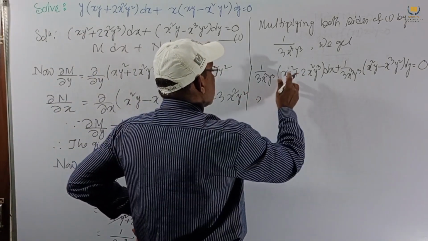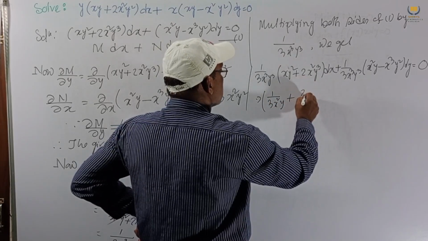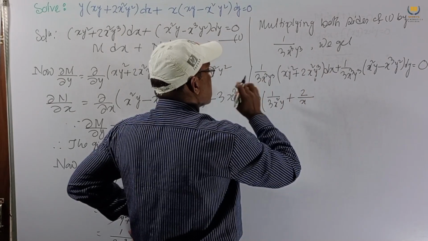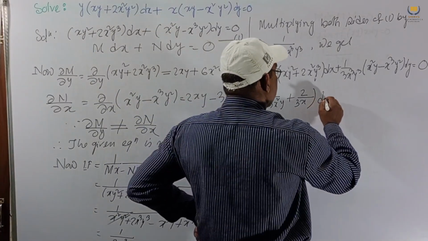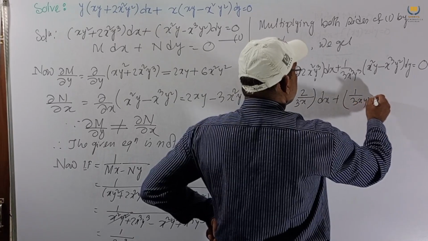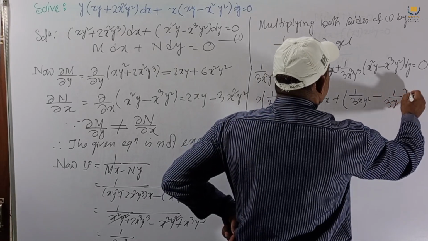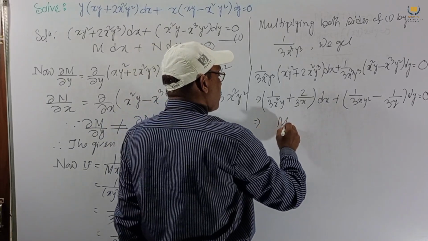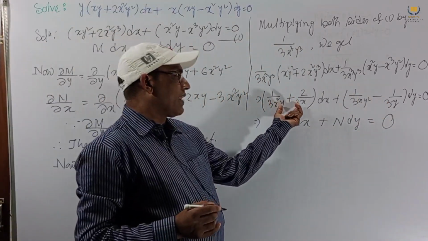And if we multiply with this, then x cancels, 1 by 3x²y, and this is 2 by 3x, y³ cancels and x cancels, dx. And multiplying this, 1 by 3xy², and this is 1 by 3x³, y cancels, dy equal to 0. So again we write M dx plus N dy equal to 0. We consider again M and this one N.